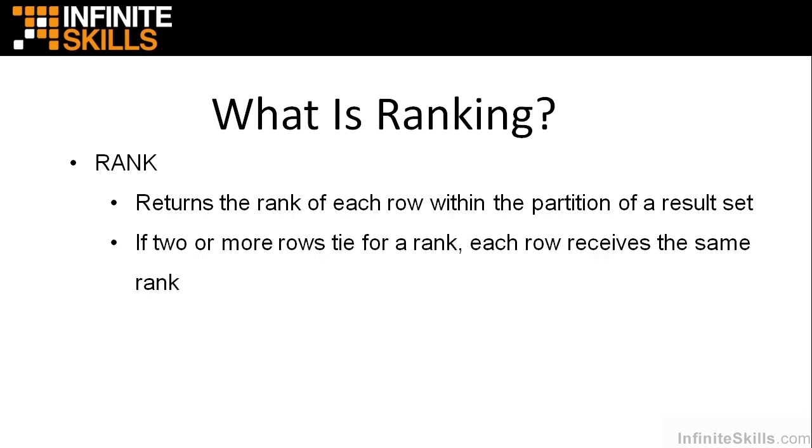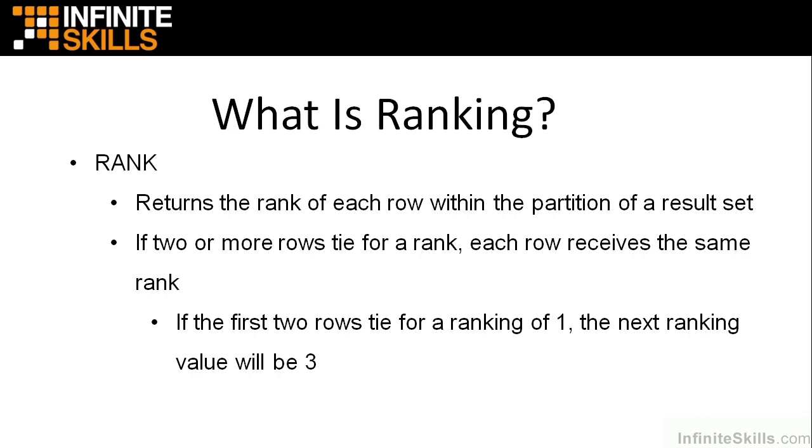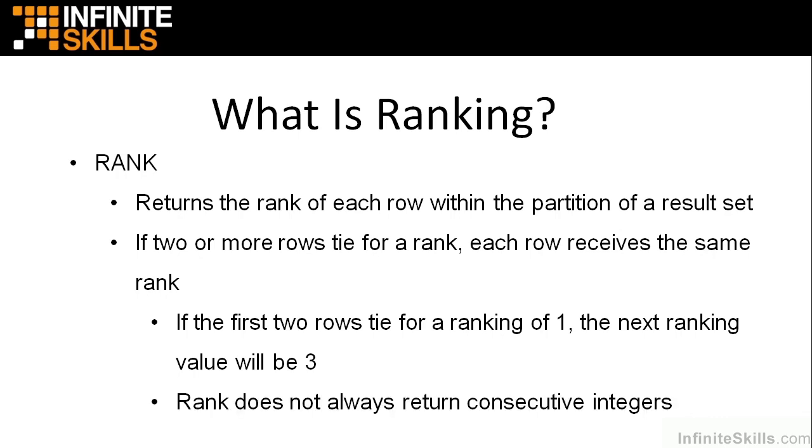However, if 2 or more rows are tied, each row receives the same rank. So let's say the first one that came back sold $50,000. Well, the second one sold 20 and the third one sold 20. So now I have a number 1, and 2 number 2s. If those first 2 rows tied for ranking of 1, the next one would be 3. In this case, my first one was 1, my next 2 tied at 2. So that's actually 3 total values I have, so the next value will be 4. There will not be a 3. It always continues to increment no matter how many ties we had. As a result, rank does not always return consecutive integers.